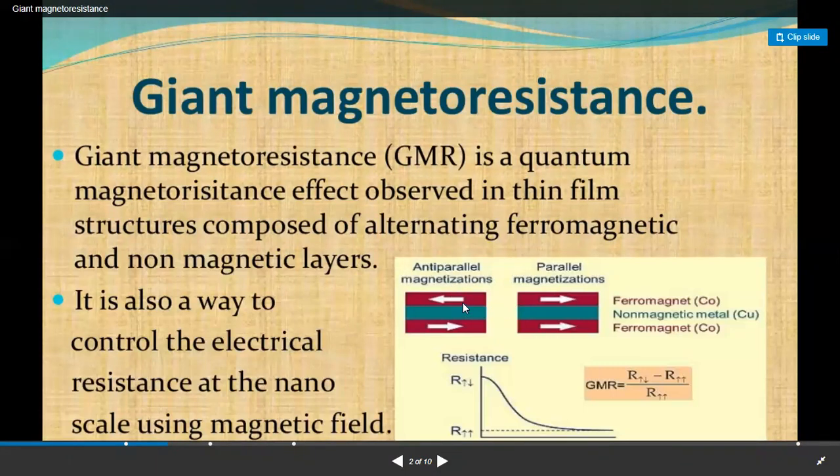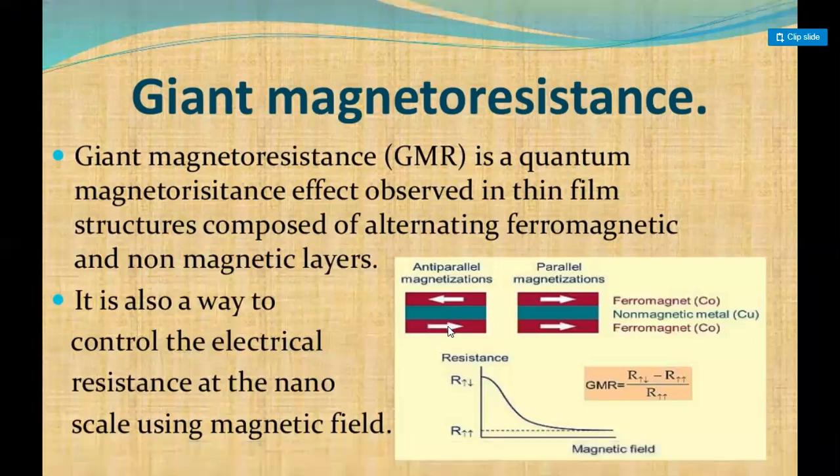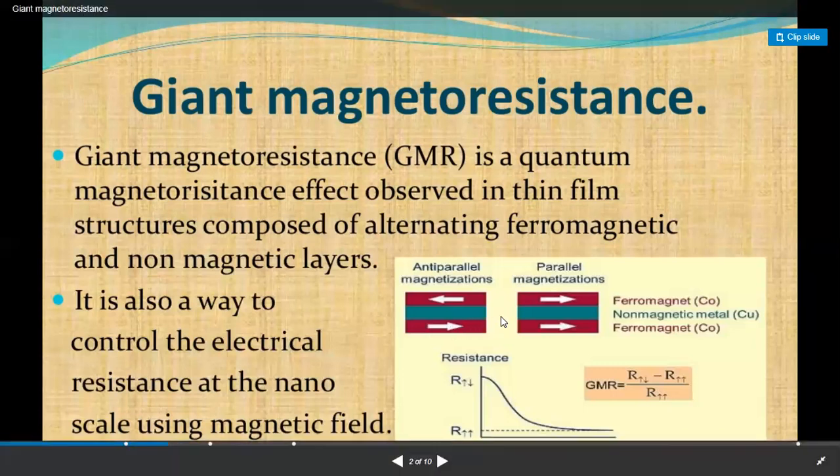The red shows the ferromagnet, which is cobalt. At the center, the color changes from red to light blue, which is the non-magnetic metal. This arrow mark shows that it is ferromagnetic. Similarly, this is the parallel magnetization, in which the cobalt and copper layers change. From that, we have to see the anti-parallel and parallel magnetization through GMR.